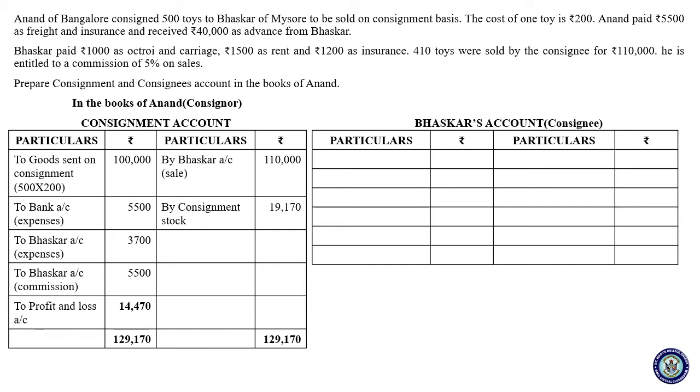Okay, so first that is from consignment account. Here it is "to" Bhaskar. You see, for the first thing that is sale by Bhaskar. In Bhaskar's account, it is "to consignment". Next, on the debit side there is "to Bhaskar". In Bhaskar's account, it is "by consignment". Same with commission.